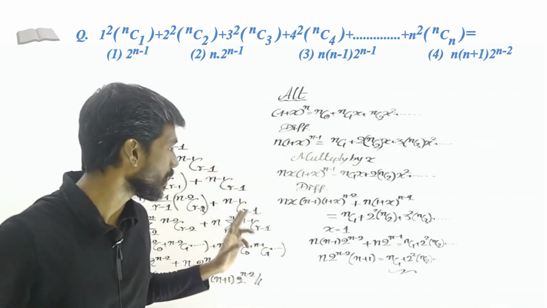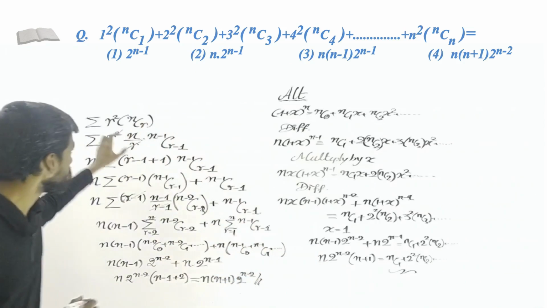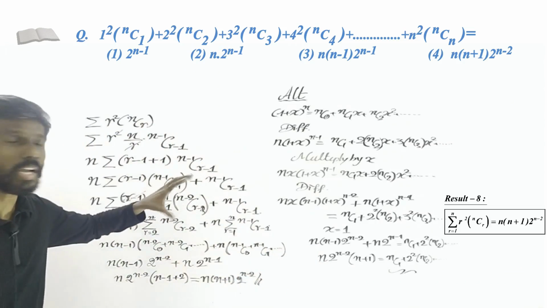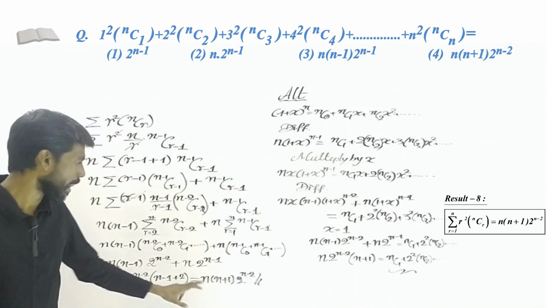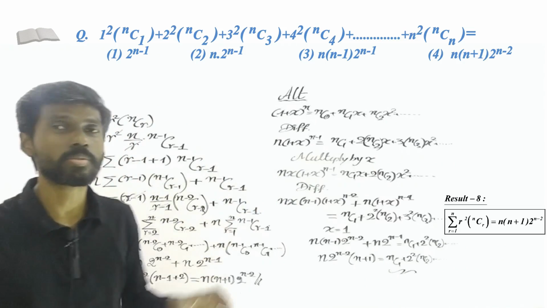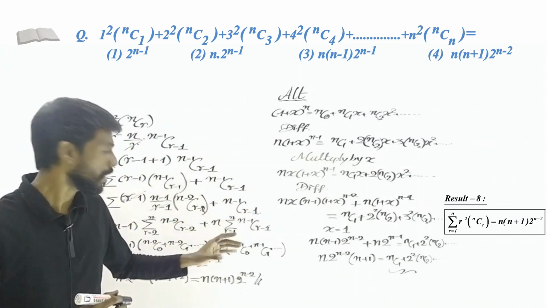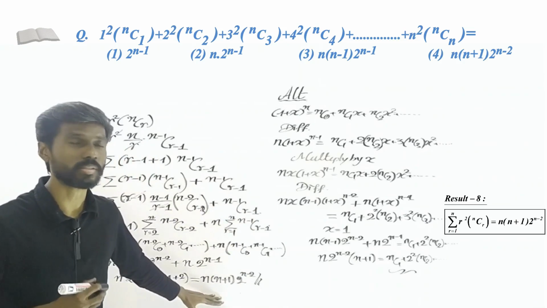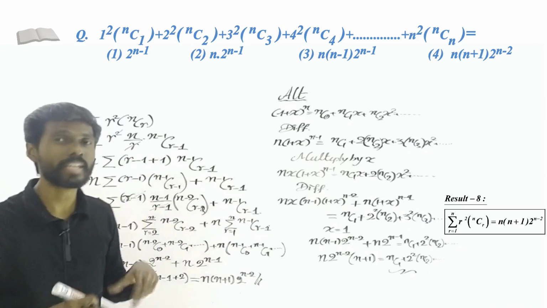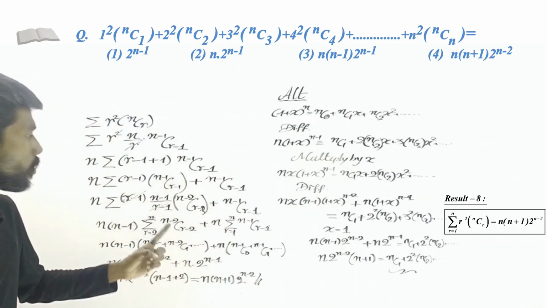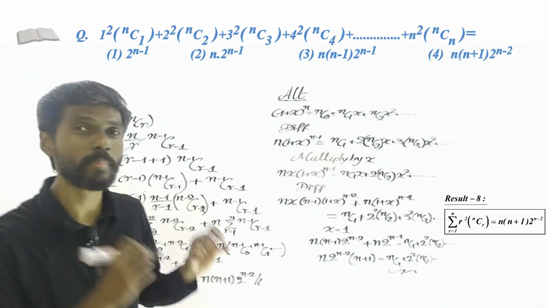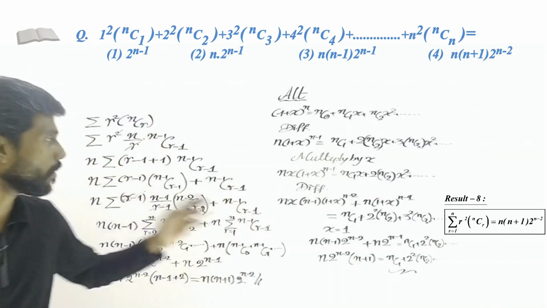Alright, yes. So that is also a formula you have to remember: summation r square nCr is equal to this one, n(n+1)2^(n-2). If you remember this also, that can be directly used in questions. Instead of doing all these methods, you can directly use it in questions if you just remember this formula. So n(n+1)2^(n-2) is the value of summation r square nCr.